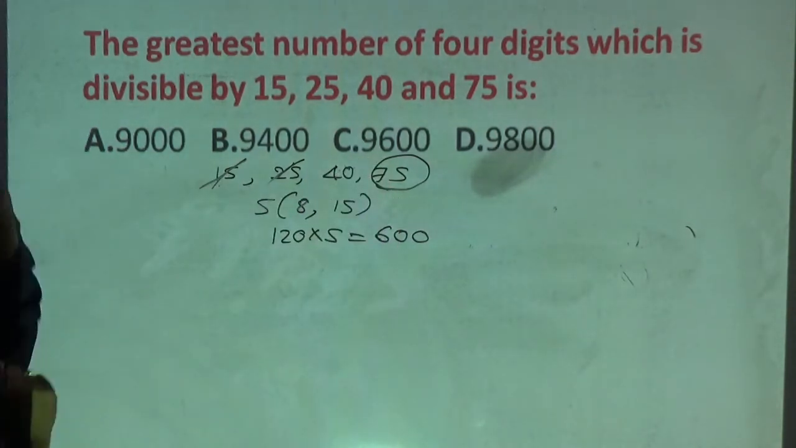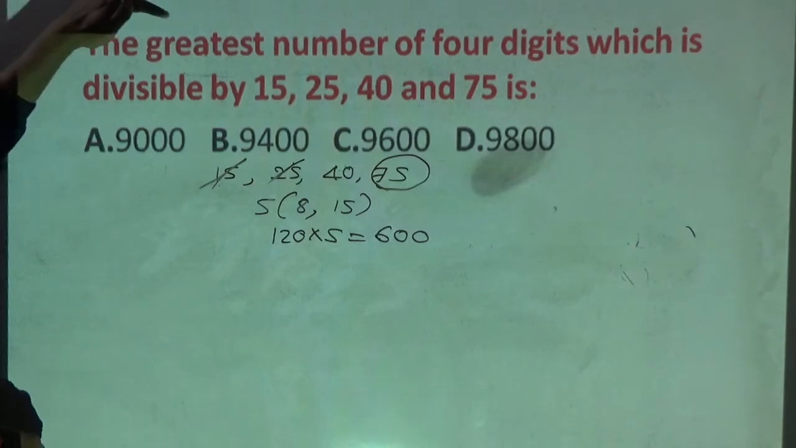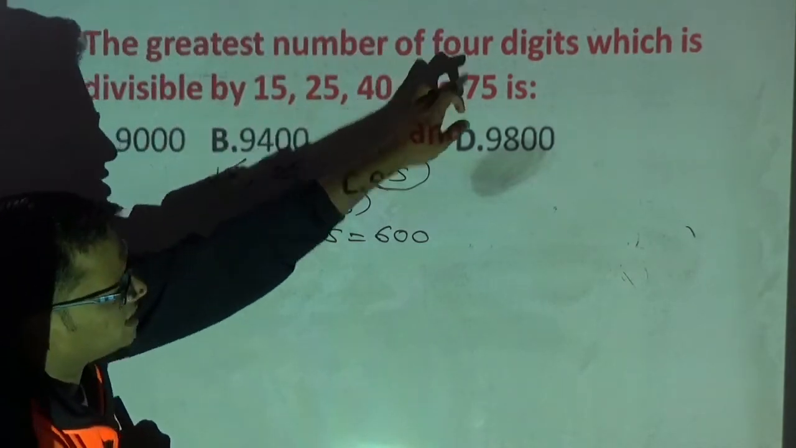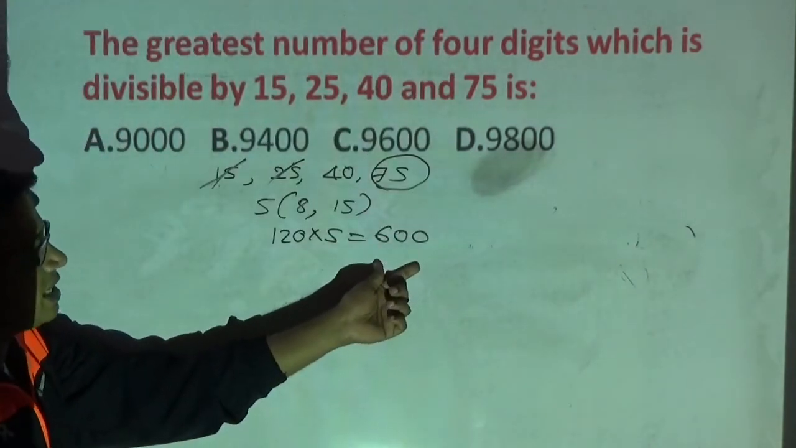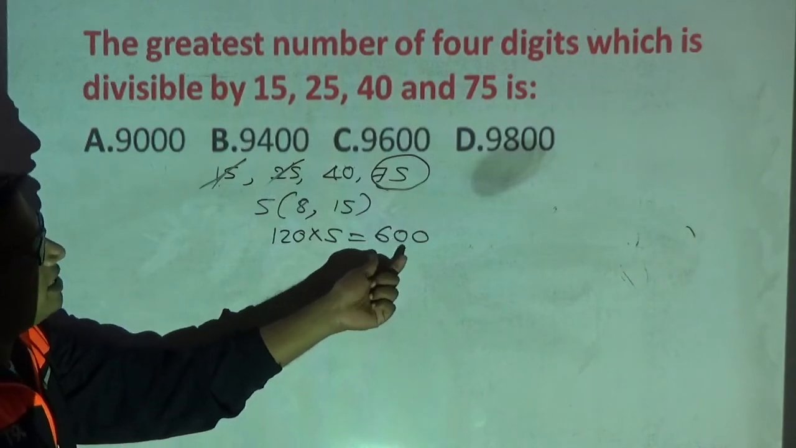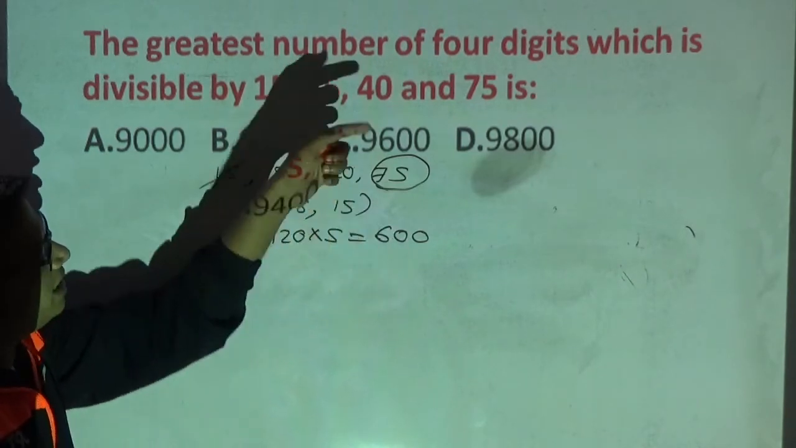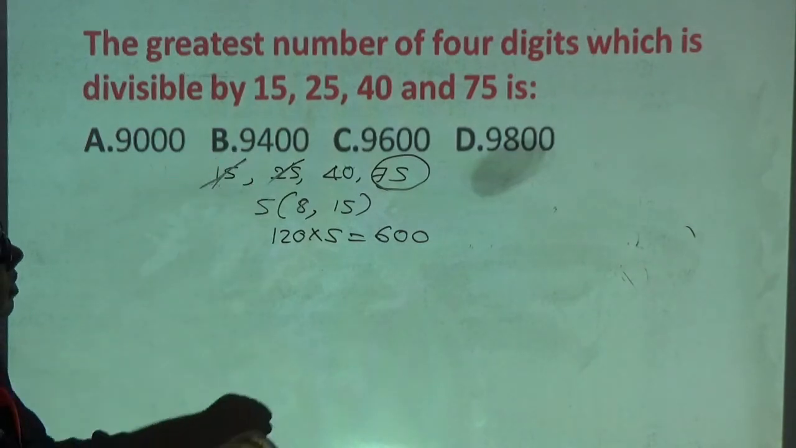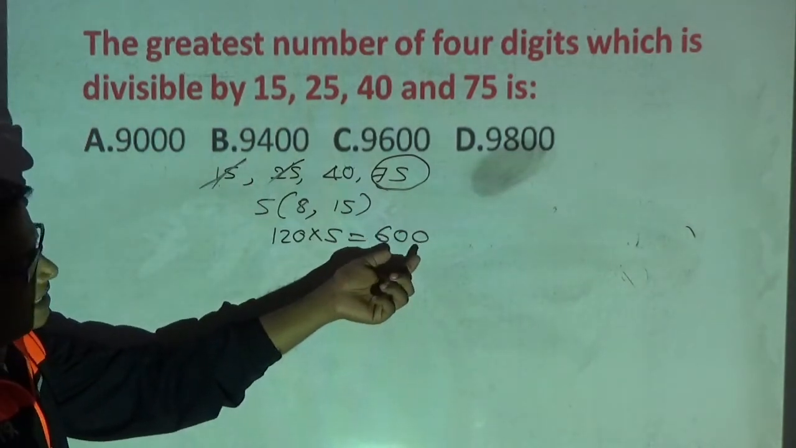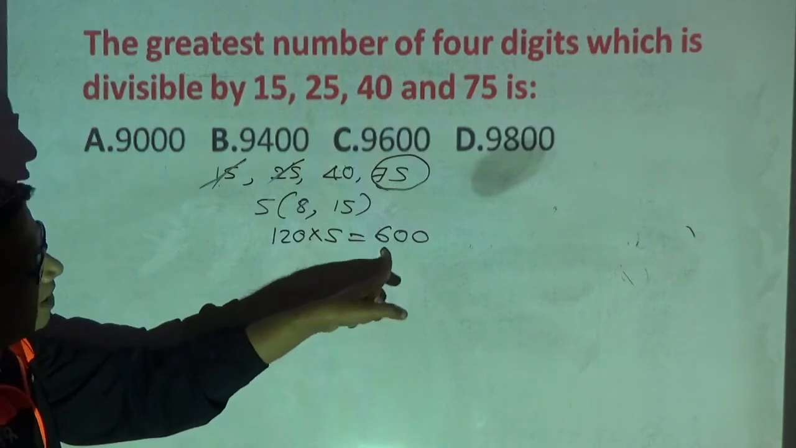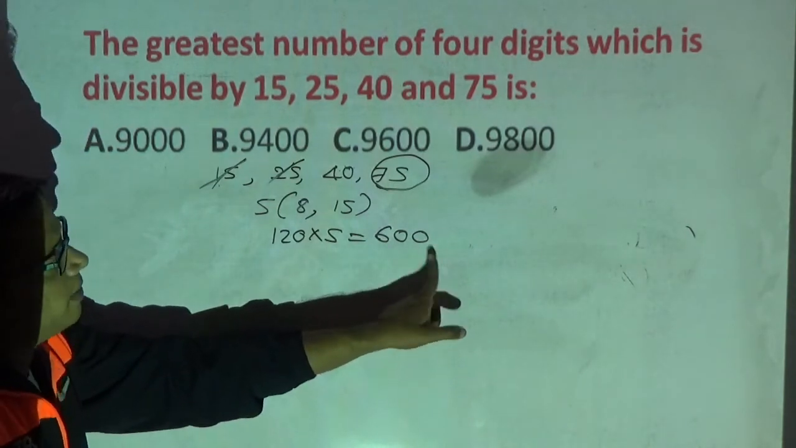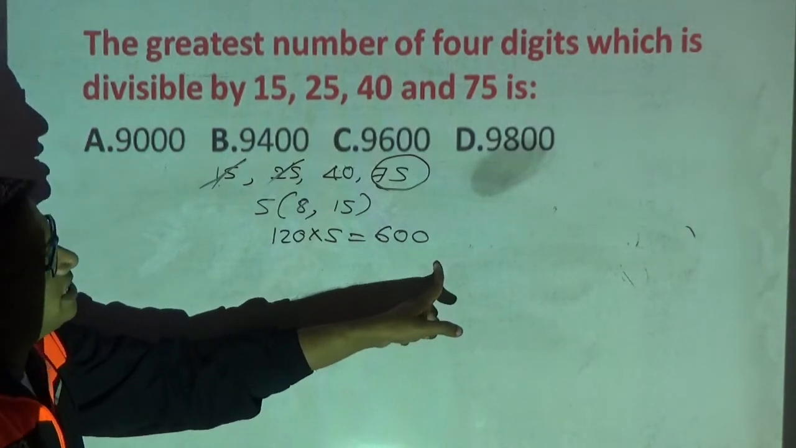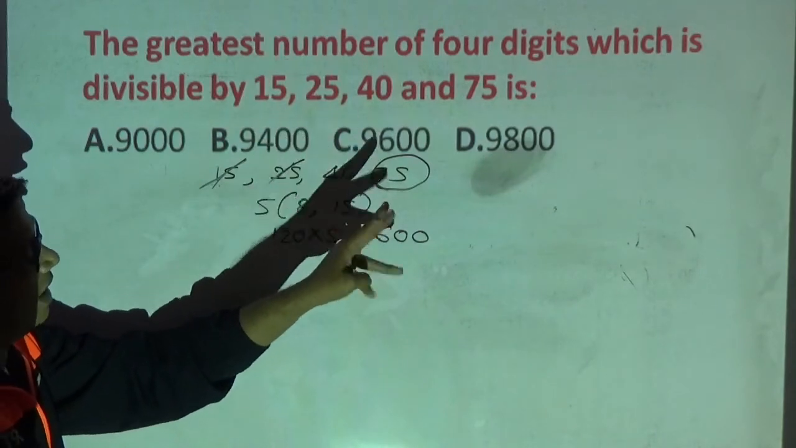But what they are asking, you see in the question, is the greatest number of 4 digits. Now what I am getting is the least 3-digit multiple. But what they are asking is the greatest 4-digit number of this multiple. That means they are asking for the multiple of 600 which is the greatest 4-digit number.